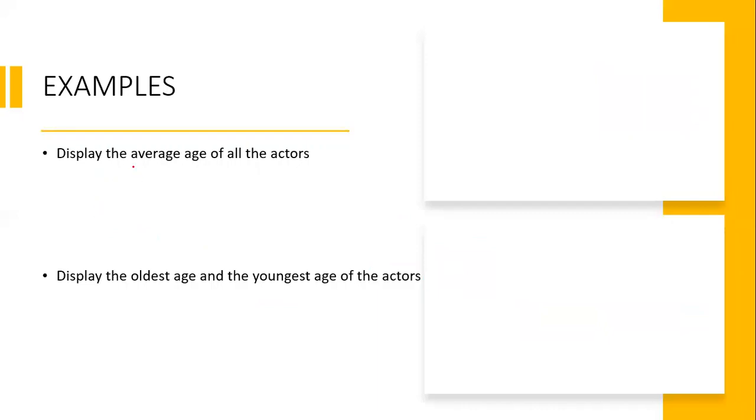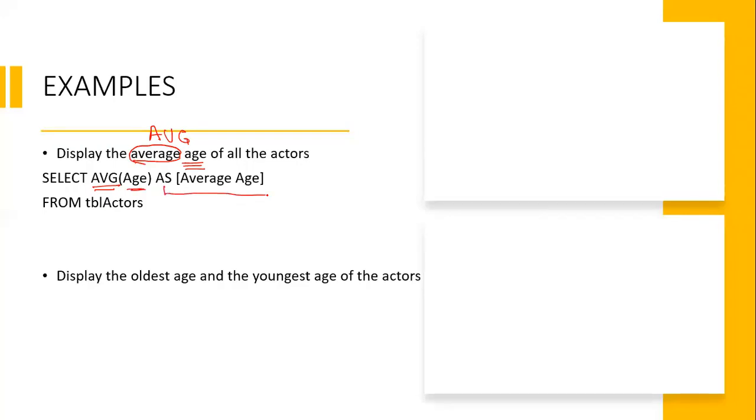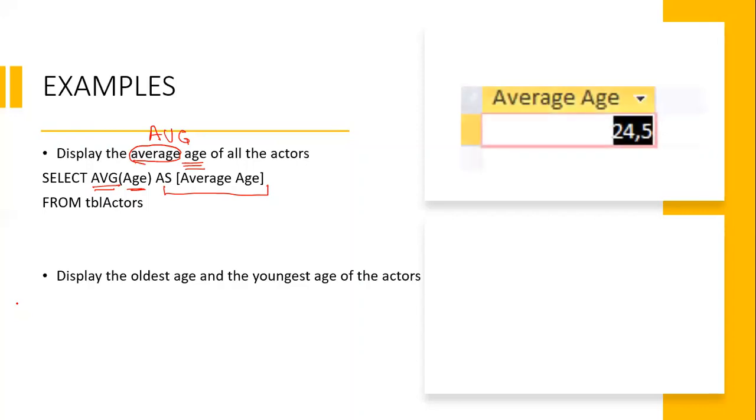Let's look at another example. Display the average age. The average aggregate function is AVG of all the actors. So we would say select aggregate function, the field is age, that's your alias, from TBL actors. And we find that the average age of all the actors is 24.5.